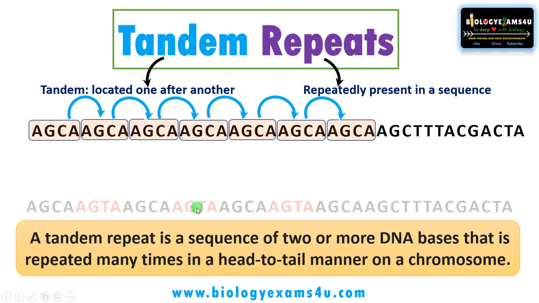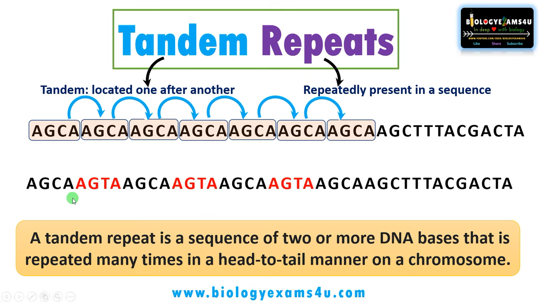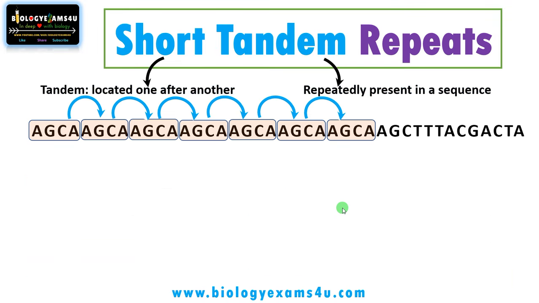Let's take one more sequence to understand better. As you see, here also this AGCA is repeated four times. But there is an in-between sequence, AGTA. Therefore, this sequence cannot be considered as tandem repeats. Hope this is clear. Now, what is short tandem repeats?